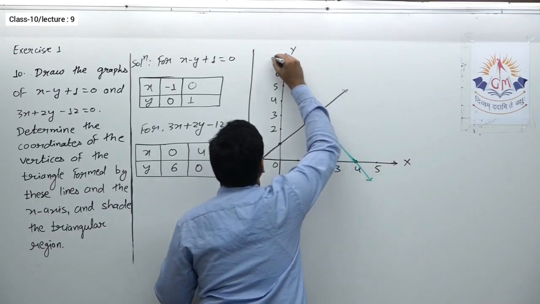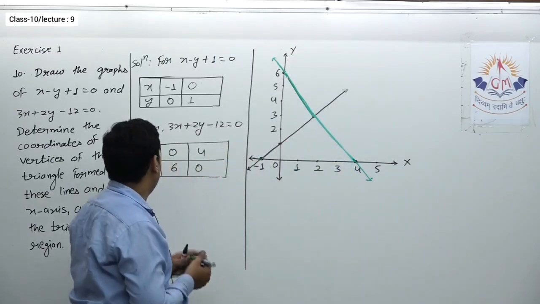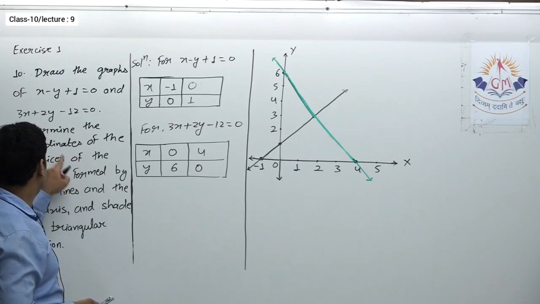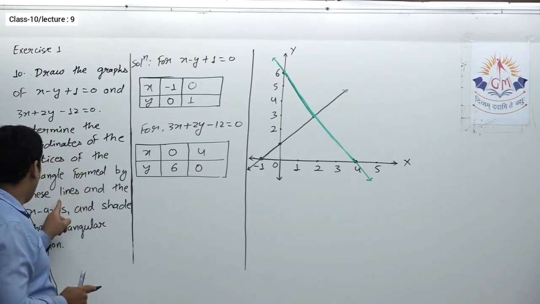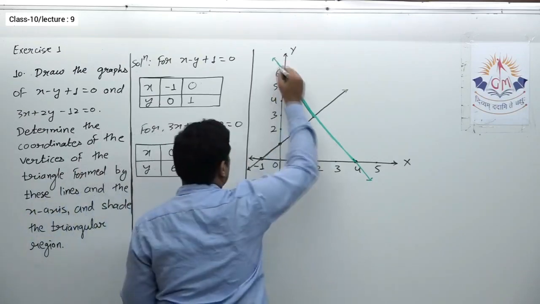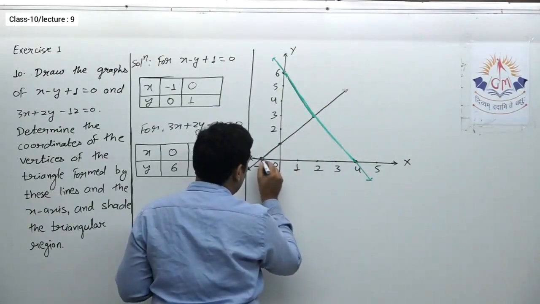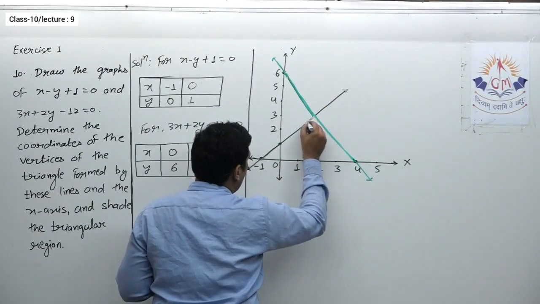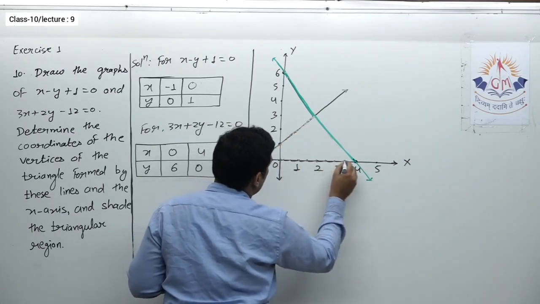Now what we have to find are the vertices of the triangular region which is formed by these two lines and the x-axis. So this is the first line, the black one, and the green one is the second, and the x-axis. That means they are talking about this. So this is the one triangle.